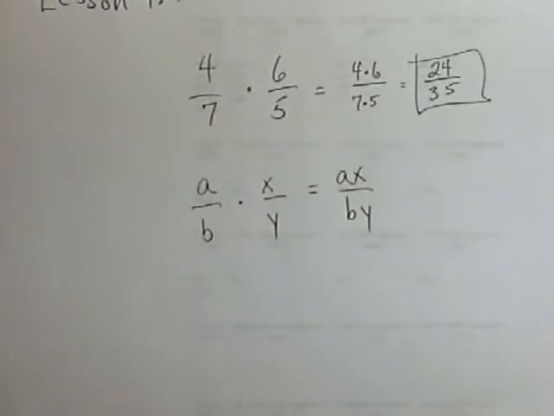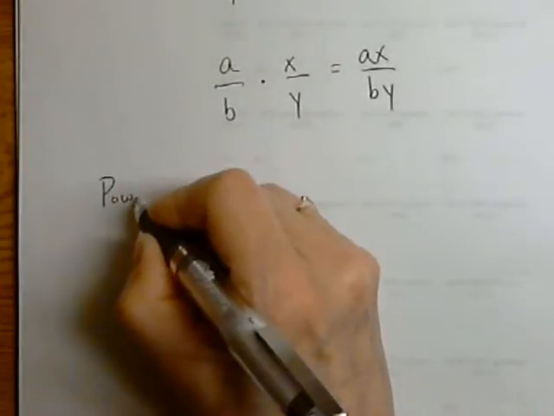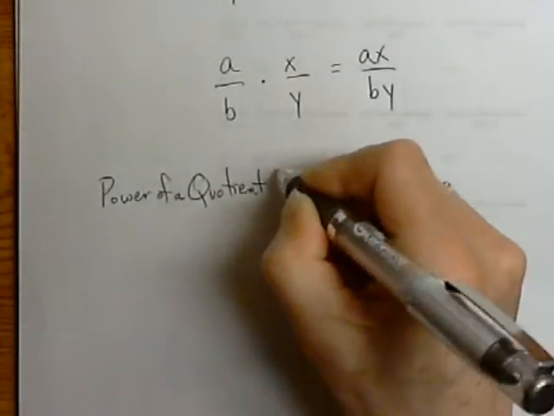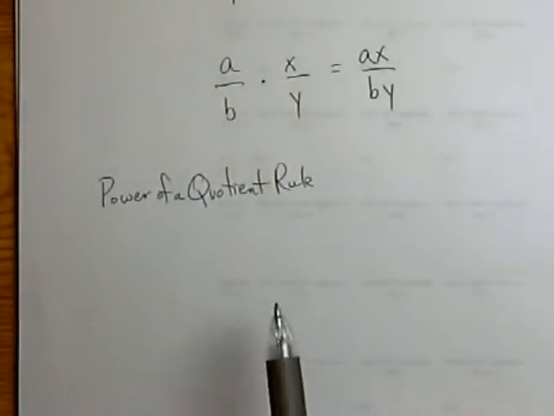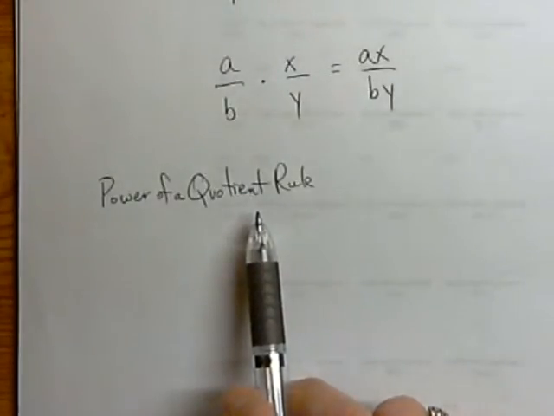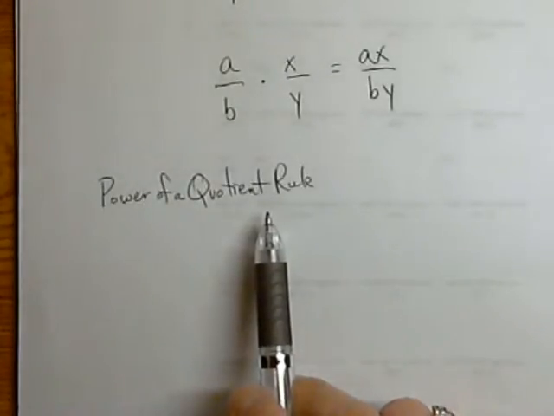I just wanted to have that fresh in our minds as we look at our next rule, and it is called the power of a quotient rule. Well, quotient deals with division. So this rule pertains to division and applying a power to a division problem.